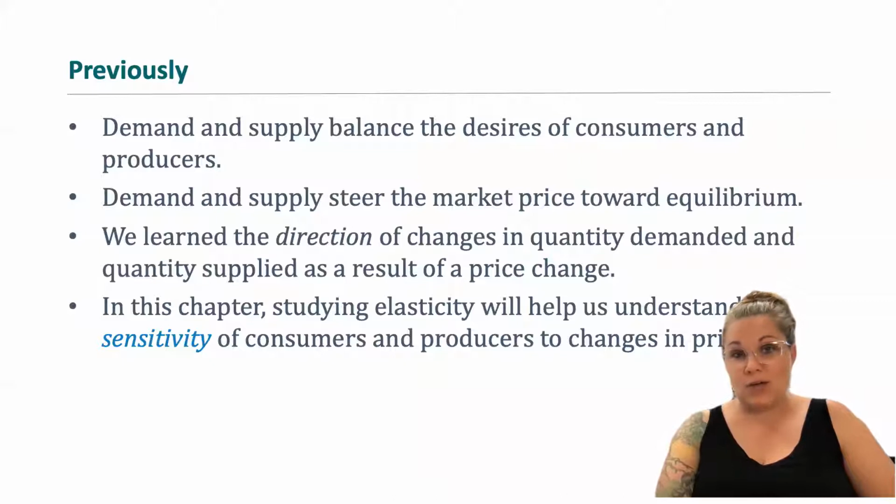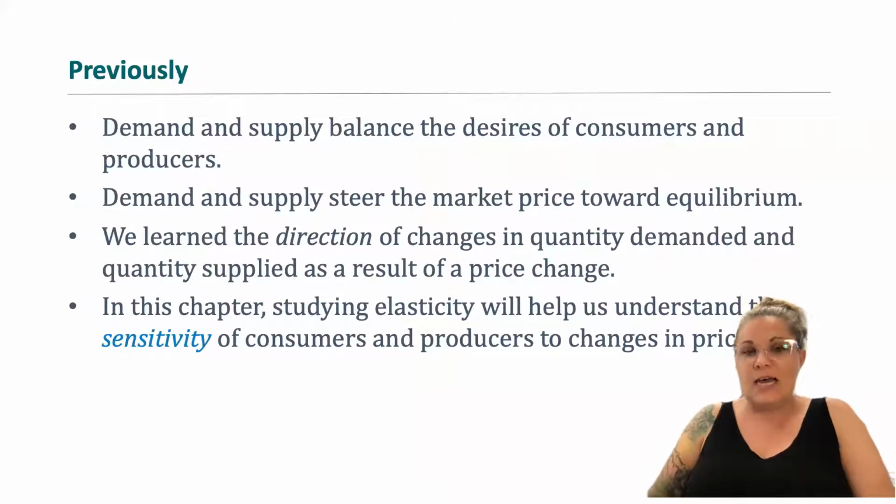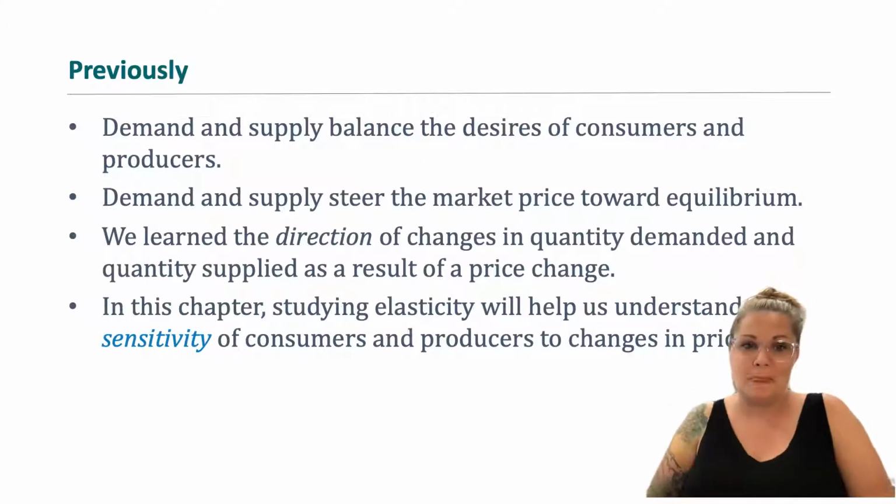In the last chapter we covered, chapter 3, we looked at the supply and demand model and how supply and demand together balance the desires of the consumers and producers in a market. Demand and supply will drive prices towards equilibrium, the place where demand and supply are equal, or the place where the demand curve and the supply curve intersect in the graph that we see.